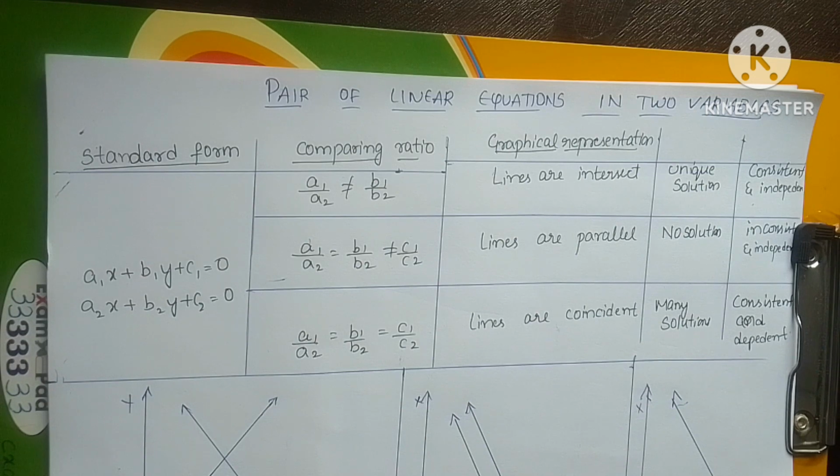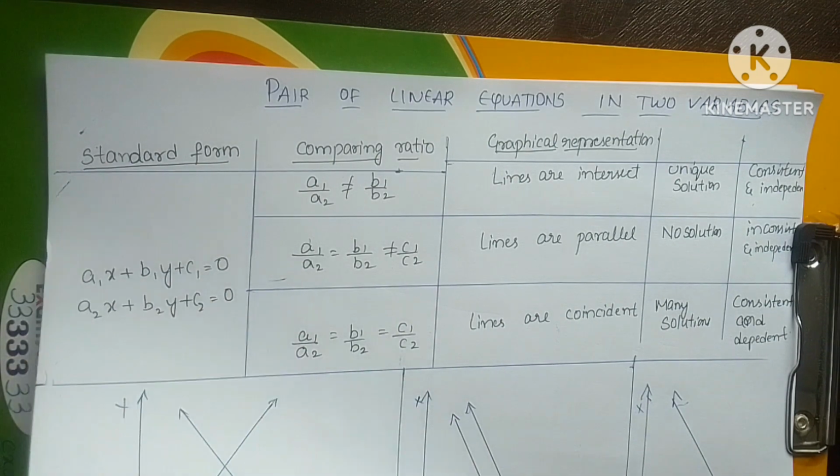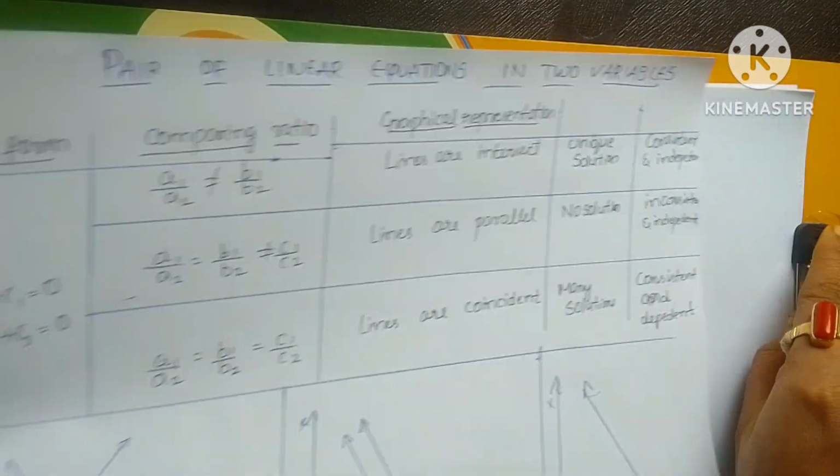Today let us see about the pair of linear equations in two variables of the 10th class. So first, before going into the chapter, let us see the very important table of this chapter. Here they are saying the linear equation. What is meant by the linear equation? Before going into the chapter, let us see what is meant by the linear equation.